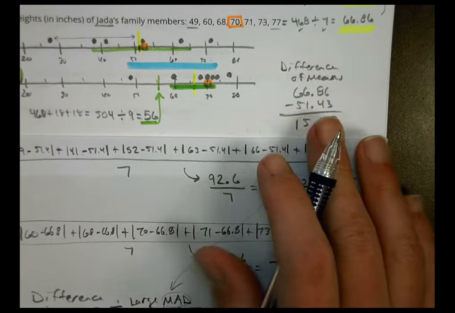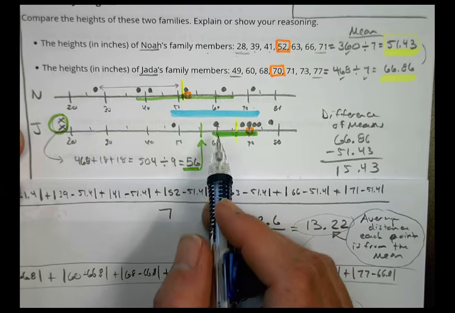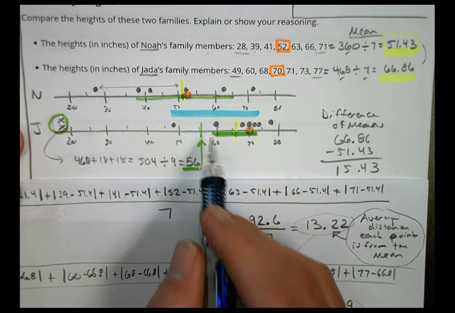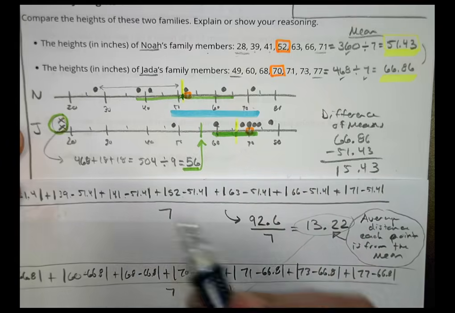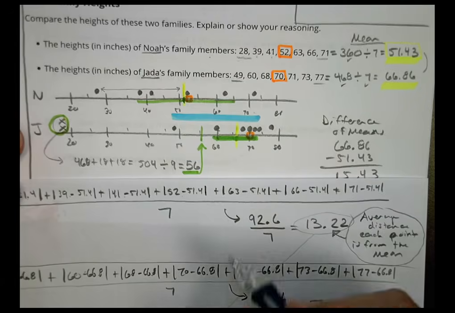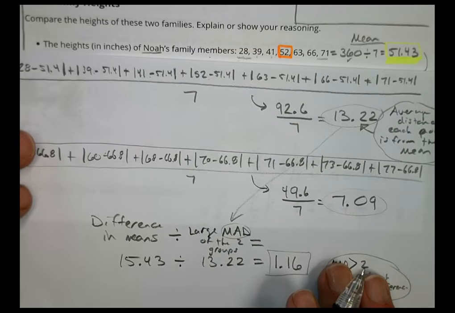Adding 2 really short people to Jada's family, yes, it had a change in the mean, but they were still overall taller than Noah's family. So you could add some more data points, even some high numbers or low numbers, but overall, because you're looking at a 1.16 MAD, you're not going to have a significant change.